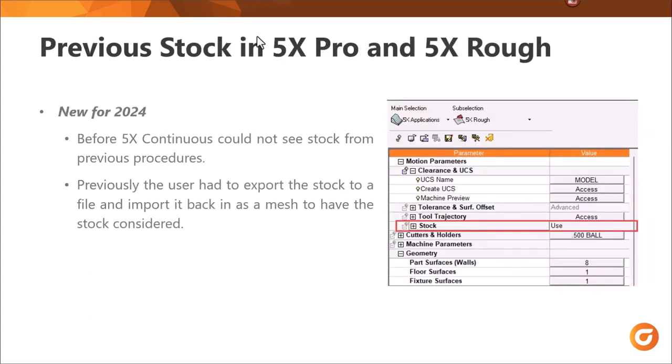The last thing that we'll cover today, and we'll do this briefly, is previous stock in 5X Pro and 5X Rough. We're going to just look at this real quick because it's new in 2024, and the solution is so much easier than what it was before. Instead of bringing a mesh in and out of the file to get it to see the previous stock, all we have to do is hit switch the stock to use, and now it will see the previous stock without having to mess around with it. So it's a small setting that has big impact. It's really nice to have.